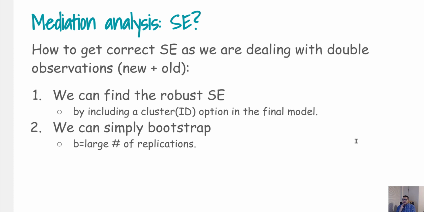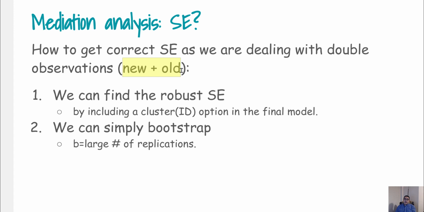In the process of duplicating the data, why did we duplicate the data? Because we wanted to get the direct effect and indirect effect. So we ate the lunch that was not free. Why was it not free? Because in the process, the standard error gets distorted, because we are essentially dealing with double observations, new and old, from the same subject.